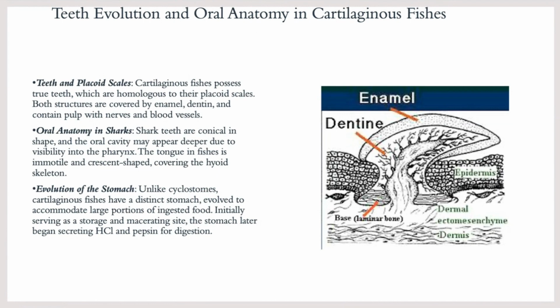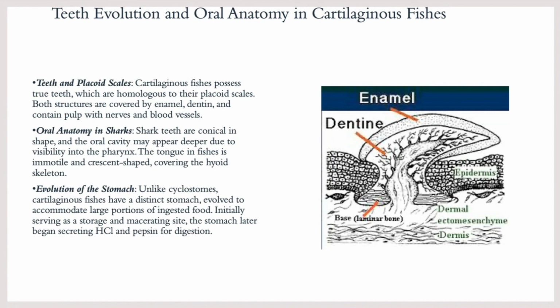Okay. Now, unlike cyclostomes, or agnata. Can anybody remember what agnata is? What is an agnata? Jawless fish? Yes, exactly, jawless fishes. So cyclostomes are also called agnata or jawless fishes. So unlike jawless fishes, the cartilaginous fishes have a distinct stomach. So a stomach that actually looks like a stomach, okay?